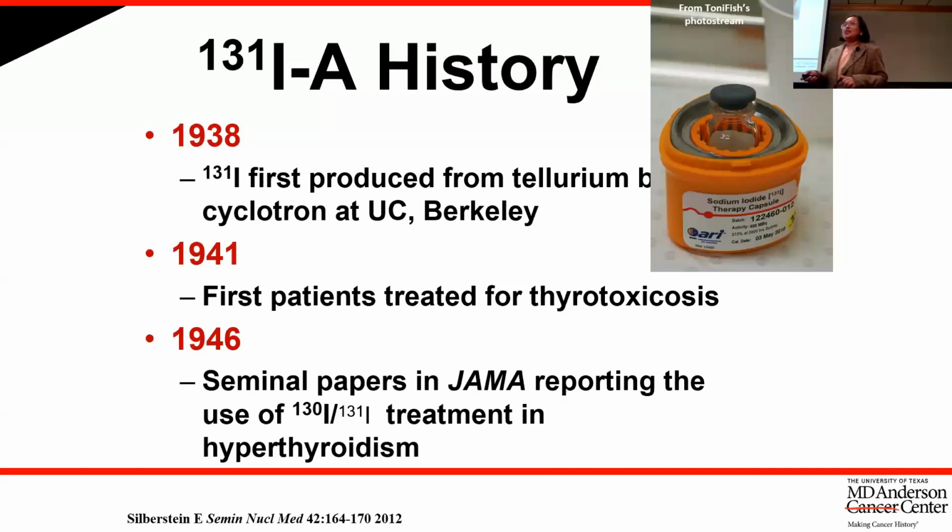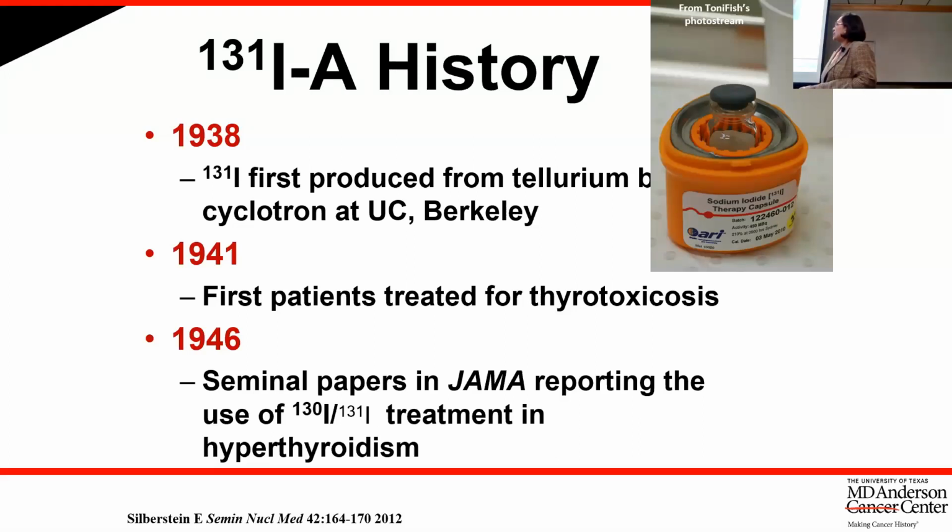So let's go a little bit into the history of radioactive iodine. I like history. I find it very fascinating to understand where did this come from? What is the story behind it? So I decided to put a little bit of information in. It was originally produced from tellurium at UC Berkeley in 1938. And historically, it was used to treat patients in 1941 for those who had thyrotoxicosis. And what they found was that when they gave radioactive iodine, the excess of it used to stun the thyroid gland and over a period of time reduce the thyroid hormone production.